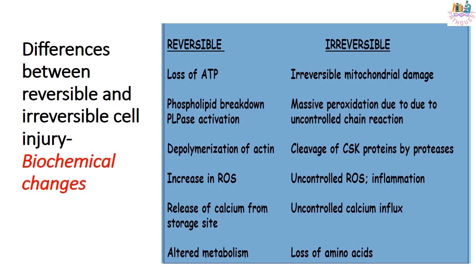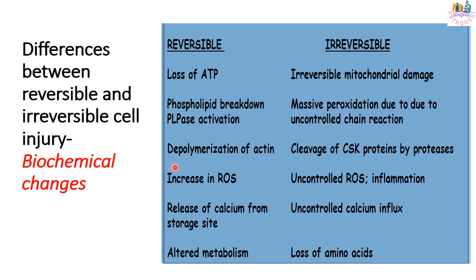Let's see the differences between reversible and irreversible cell injury. The first changes that occur when a cell is exposed to an injurious stimulus are biochemical changes. So in reversible cell injury, there is loss of ATP, whereas in irreversible cell injury, there is irreversible mitochondrial damage. In reversible cell injury, phospholipid breakdown and phospholipase activation is seen, whereas in irreversible cell injury, massive peroxidation due to uncontrolled chain reaction is seen.